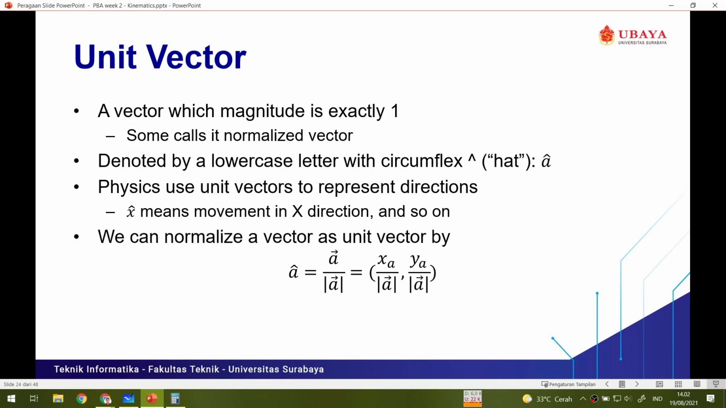Physics usually uses the unit vector to represent directions. So x hat means the movement in the x direction, y hat movement in the y direction, z hat the movement in the z direction. We can convert any vector into a unit vector, or we call it normalizing a vector, by doing something like this. Every element of the vector is divided by its length.